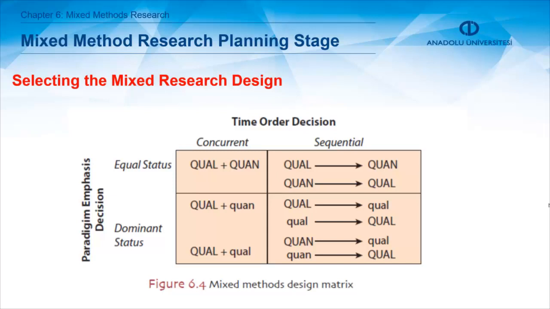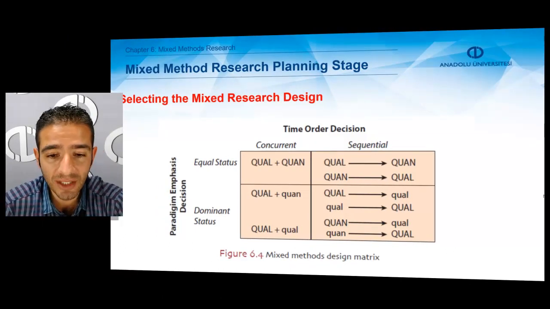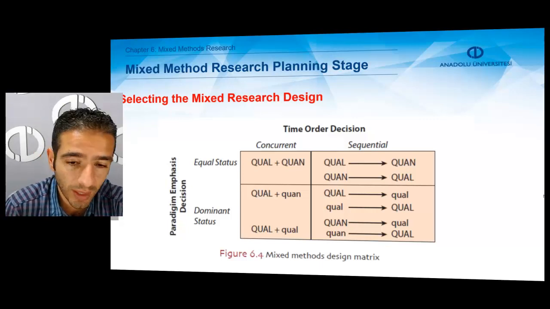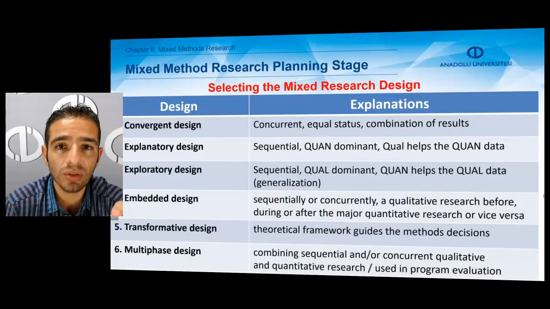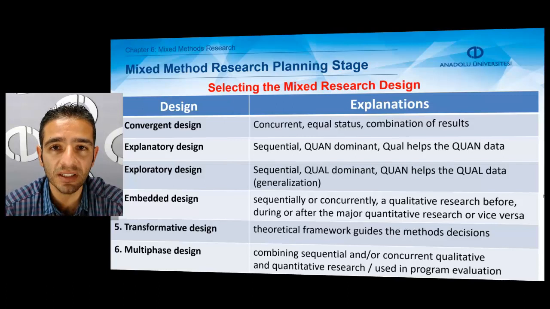But when you look at the sequential part, here we can have a lot of choices. You can first collect qualitative or quantitative data. Then after that, you can collect the other type. And the type of the letters in qual and quant refers to the dominancy of these 2 different data sets. And based on this dominancy and concurrency or sequential way, we decide on our research designs. In mixed method, we have 6 different research designs.